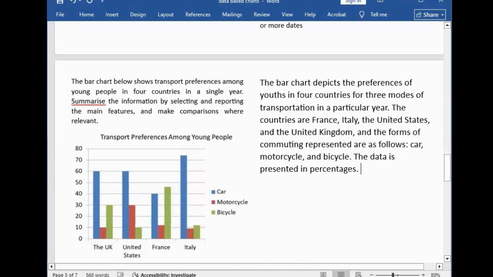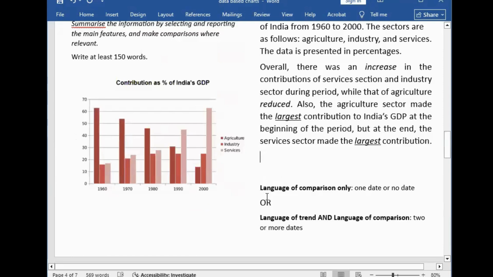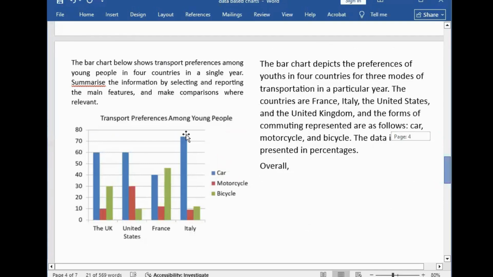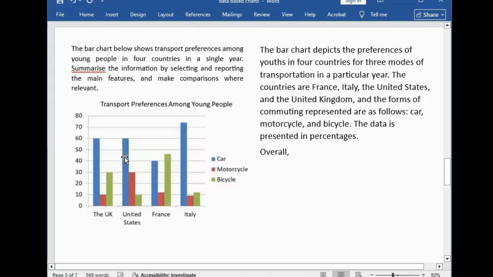Let's write overview for this one. Overall. Now, for this chart, what language are we to use? This chart does not have any dates. So based on this rule that I gave you here, what are we to do? We are to use language of comparison only for this chart because there is no date. This is what I wrote here. If there is one date or there is no date on your chart, then you should use what? Language of comparison only.